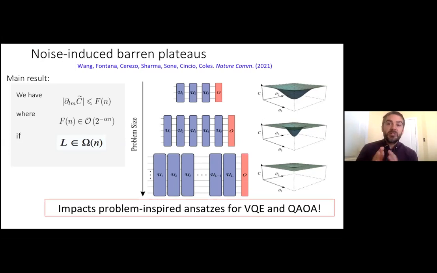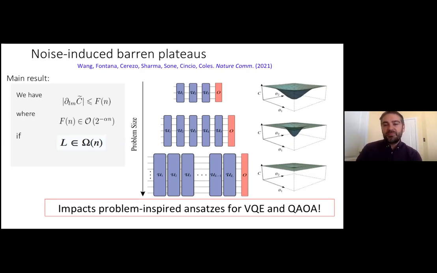If you have the circuit depth grow polynomially in the problem size, then it'll approach that as you grow the problem size too. And this is a big issue because both the variational quantum eigensolver for finding ground states and the quantum approximate optimization algorithm propose to use ansatzes where the circuit depth grows polynomially in the number of qubits.